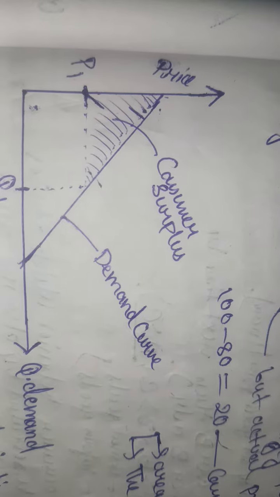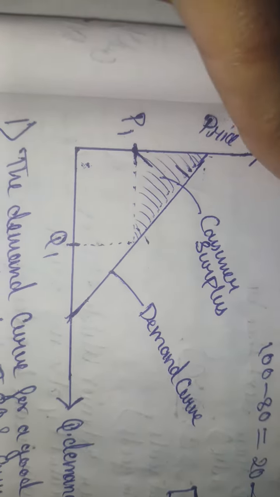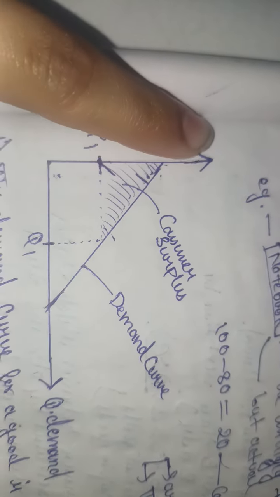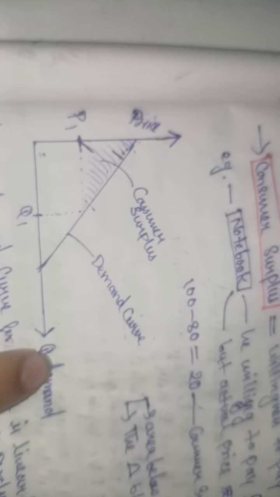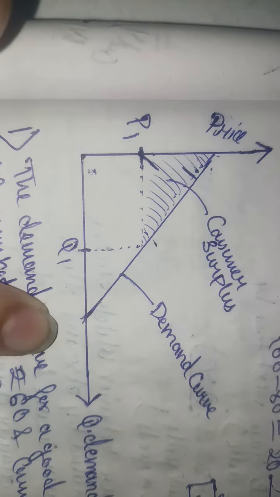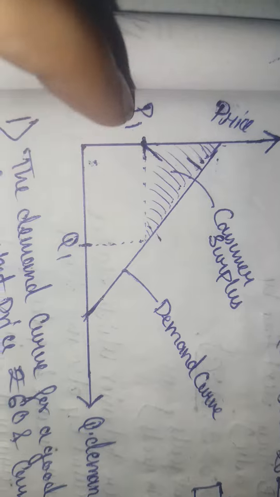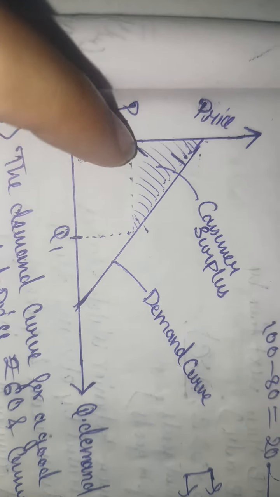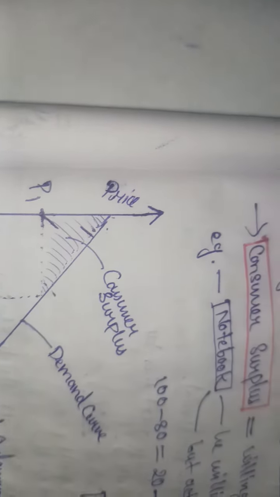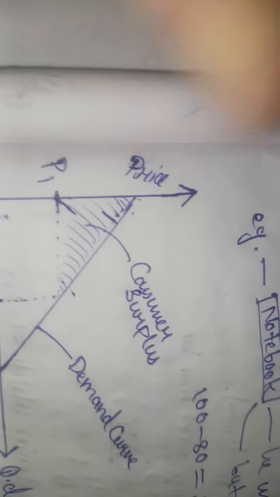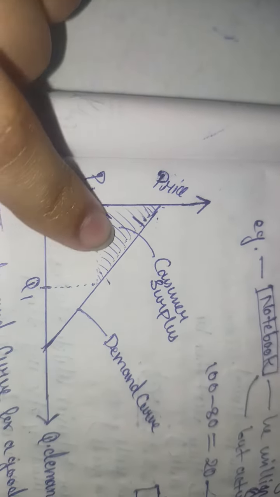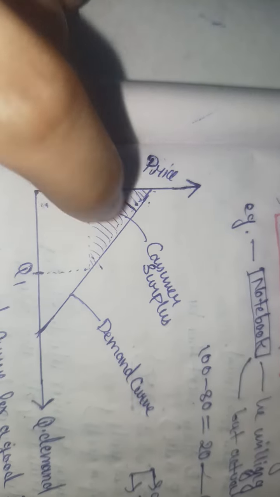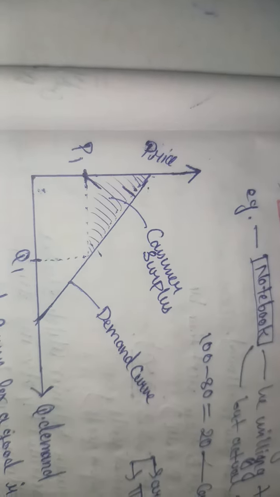We will understand this with a diagram. Here is the figure. This is price, and this line denotes quantity demanded. This is the demand curve, with price of the product and quantity demanded. The area below the demand curve and above the price is the consumer surplus. So this area is the consumer surplus.